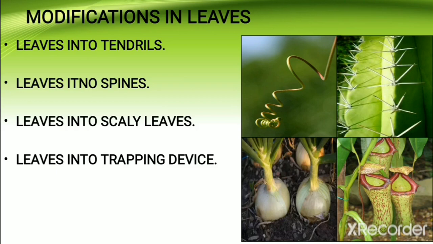So different plant species will modify their leaves according to their requirement, and here we will study four different kinds of modification in leaves. That is, sometimes the leaves will get converted into tendrils, and the second modification is leaves will convert into spines. Third, leaves will convert into scaly leaves, and fourth, leaves will convert into some trapping devices in insectivorous plants. So one by one we will discuss all.